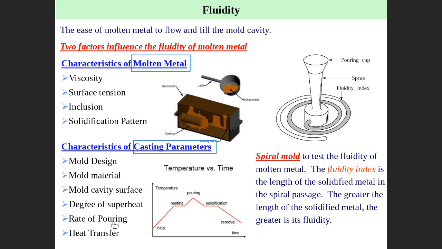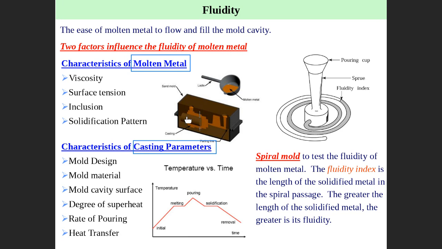So, degree of superheat. Rate of pouring: if the pouring rate is very low, then heat transfer will be very high and fluidity is getting less. But when the pouring rate is higher, heat transfer will be less and fluidity will be better. But if it is very high, this leads to defects, as we discussed before, because you get a turbulent flow inside. We don't want turbulent flow. Yes, we need to increase the flow rate, but we have to avoid turbulent flow in the mold, right?